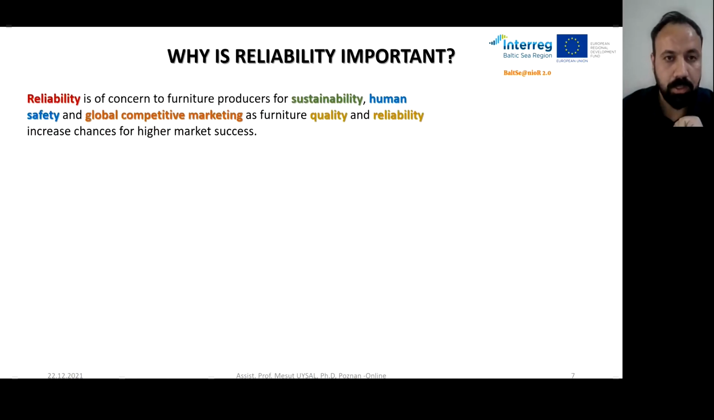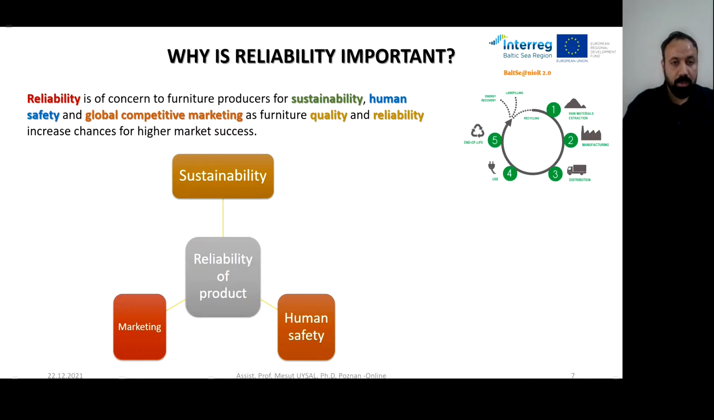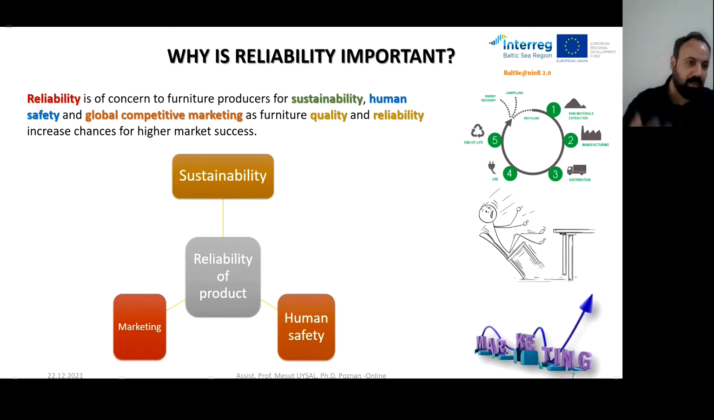So let's jump to why reliability is important. Reliability is a concern of furniture producers for sustainability, human safety, and global competitive marketing, as furniture quality and reliability increase the chances of higher market success. If we have reliable furniture, it's going to be sustainable because we can increase its lifespan. We can increase the chance of its reusability or remanufacturability. And also, if it's reliable, we can save human lives.